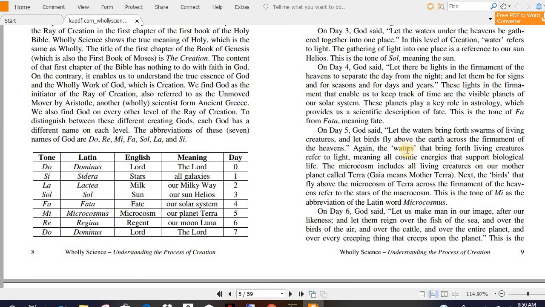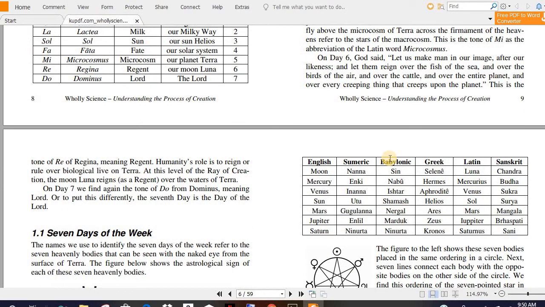On the 6th day, God said, let us make man in our image, after our likeness, and let them reign over fish of the sea, and over the birds of the air, and over the cattle, and over the entire planet, and over every creeping thing that creeps upon the planet. This is the tone of Re, or Regna, Regina, Regnant. Humanity's role is to reign or rule over biological life on Terra. At this level of the ray of creation, the moon Luna reigns as a regnant over the waters of Terra.